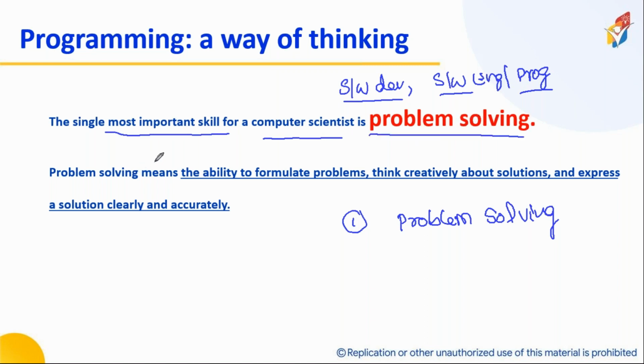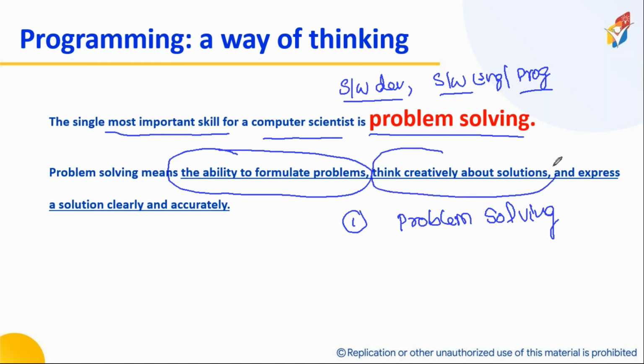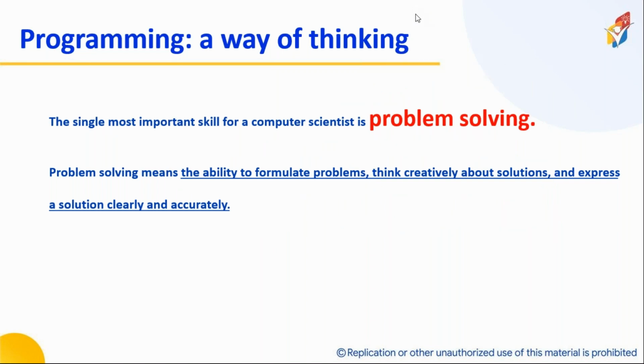Now, what are the characteristics problem solving consists of? Look here: the ability to formulate a problem, think creatively about solutions, and express the solution clearly and accurately. I will teach all these things in the next 40 to 45 days course. Now, what is the meaning of the ability to formulate a problem? I'll take a small problem before going into it, and we'll try to solve it.